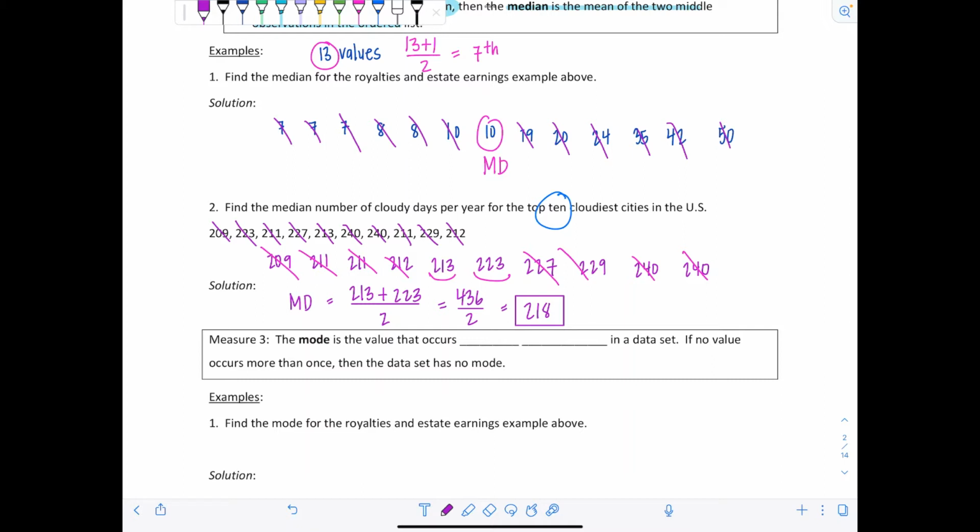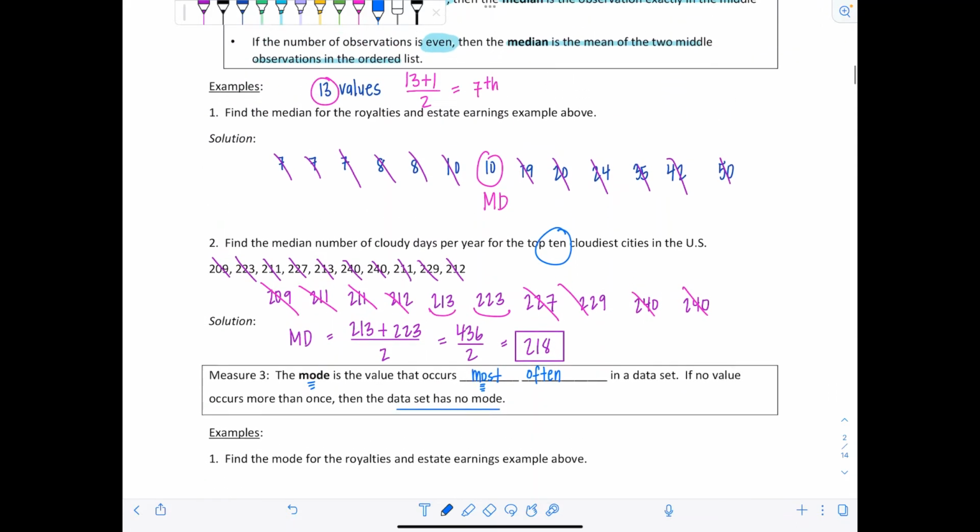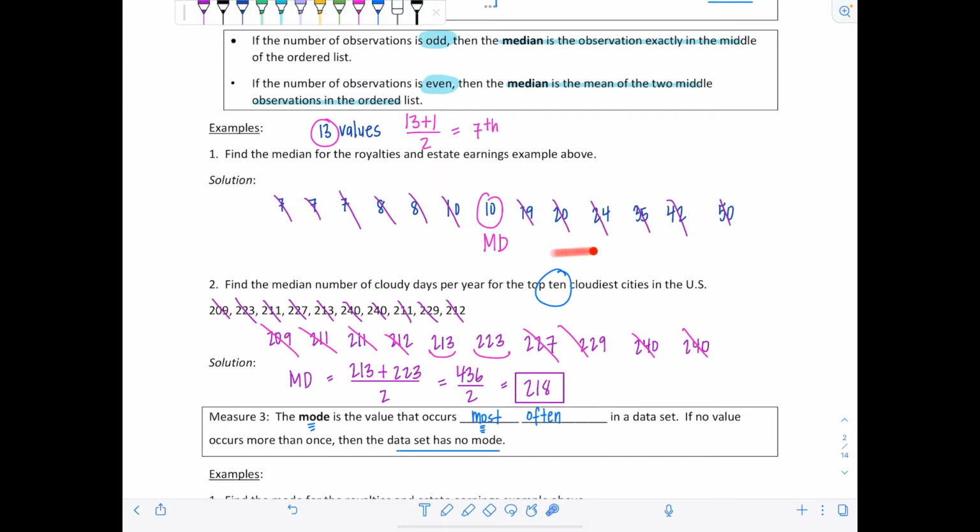Last measure of center is the mode. And the mode is the value that occurs the most often in a data set. The way I remember this is mode, most. You see that? Two 4-letter words, M-O-M-O. If no value occurs more than once, then we say the data set has no mode. Okay? So first example, find the mode for the royalties and estate earnings example above. Can you see which data value occurs the most often?